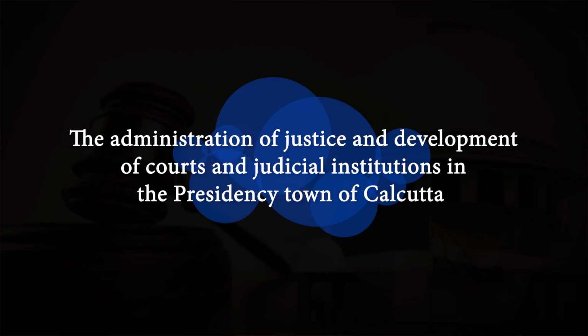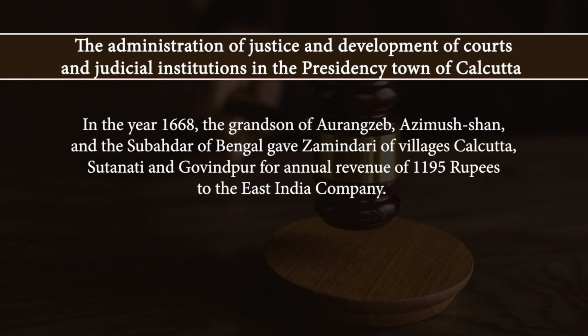Dear learners, let's understand the administration of justice and development of courts and judicial institutions in the Presidency town of Calcutta. The English company's settlement at Calcutta was quite different from that of Bombay and Madras. In the year 1668, the grandson of Aurangzeb, Azimush-Shan, and the Subedar of Bengal gave Jamidari of villages Calcutta, Sultanati and Govindpur for annual revenue of 1195 rupees to the East India Company.